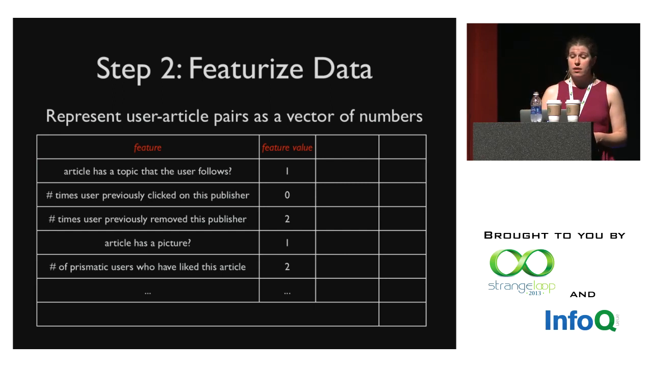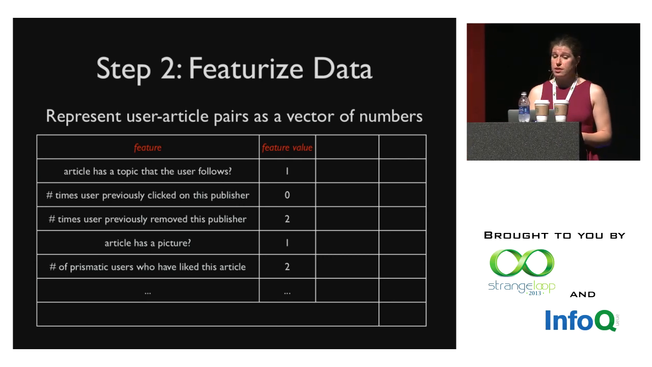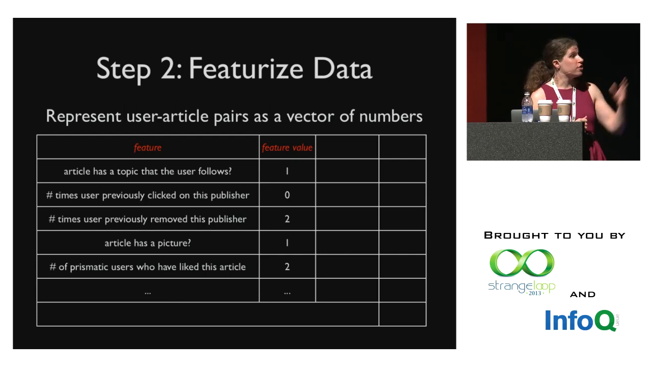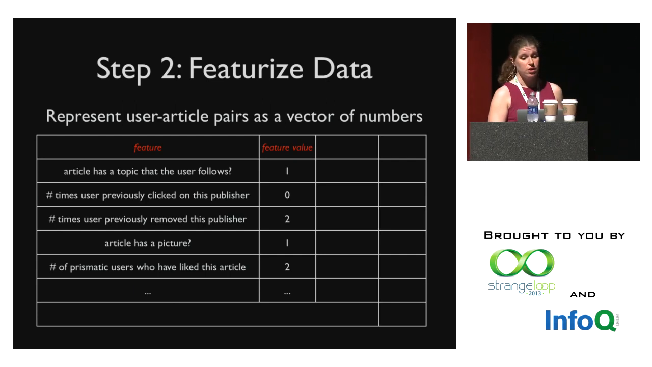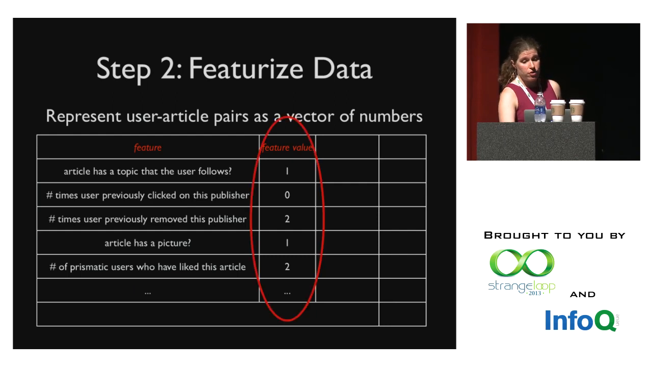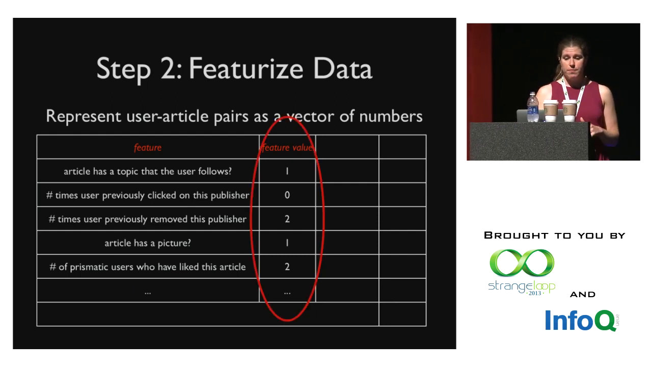All of the content analysis that I showed you earlier is used in these features. Authors, article age, topics, publishers, all of that stuff gets translated into features like this. Once we have the feature values, so these are just the numbers, we can now represent this datum as a vector of numbers.